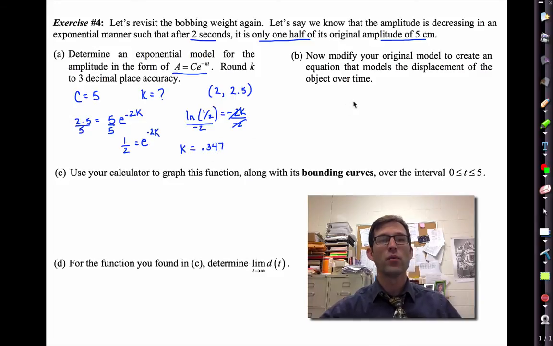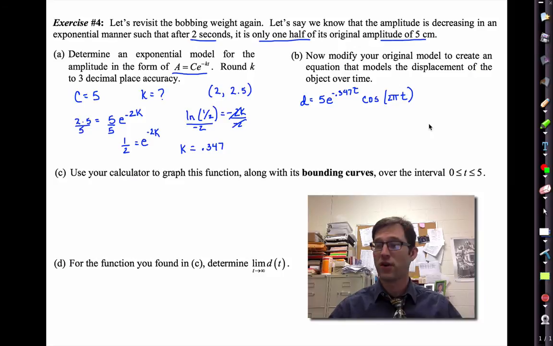So our actual model for our amplitude is now pretty easy. It's going to be 5 times e to the negative 0.347 t. Our actual displacement will be our amplitude, 5e to the negative 0.347 t, times the cosine of 2 pi t. So that is now our new displacement function. Remember, what we're coming up with in A is only the amplitude. This is our A.